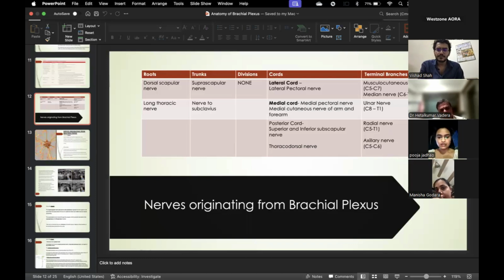Where is the posterior approach? What is the posterior approach? Vishad, Pooja, anyone else? Sir, just block it before it separates into the anterior and posterior divisions. Once it is there in the upper trunk, we can go and block it there. That is fine, but there are chances of phrenic nerve palsy. So if you want to block the suprascapular nerve separately, there are two approaches, anterior and posterior, right? So what is the anterior approach and what is the posterior approach?